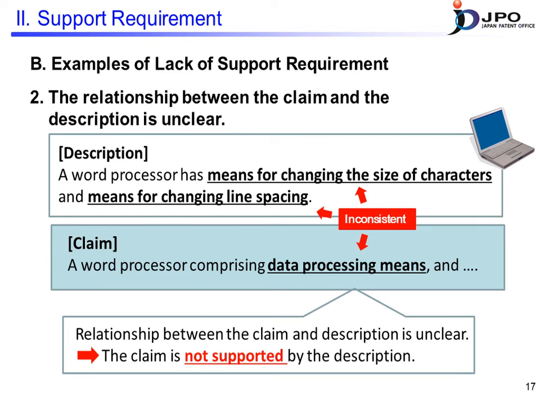Like the example explained in this slide, if the terms used in the description and the claim are inconsistent, and the correspondence between the claim and description is unclear, it is judged that the claim is not supported by the description.